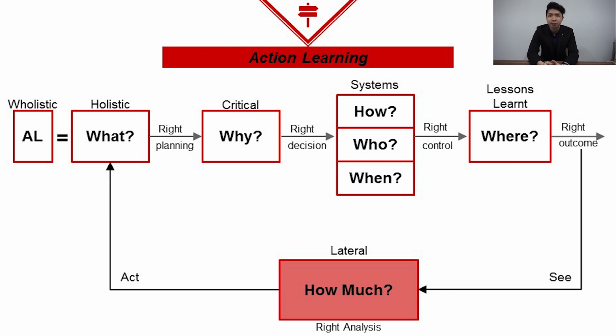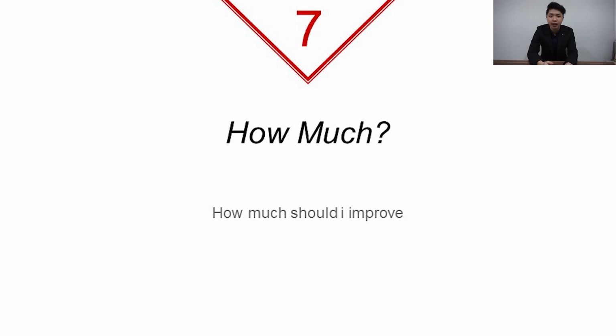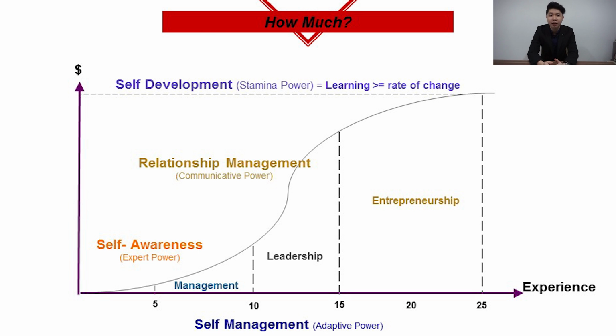Next, I will explain the how much by answering the question, how should I improve? In how should I improve, I need the willpower and patience to succeed in my career development in my future experiences. I need to gain power from expert power, communicative power, and adaptive power, whereas my learning needs to be at least equal to my rate of change.